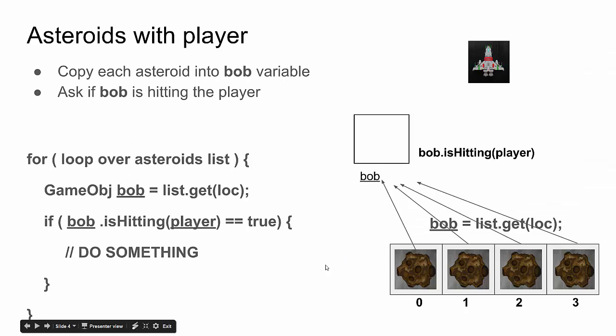Represented a little bit more graphically, the idea is, again, each of these arrows, we're going to grab each of these asteroids one at a time in the loop and save them. This time I've changed the variable name to Bob. So it's like I'll take this asteroid and I'll put it in the Bob variable, and then I'll ask, is Bob hitting the player?